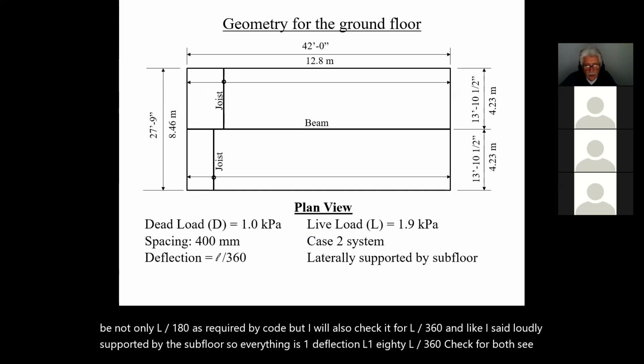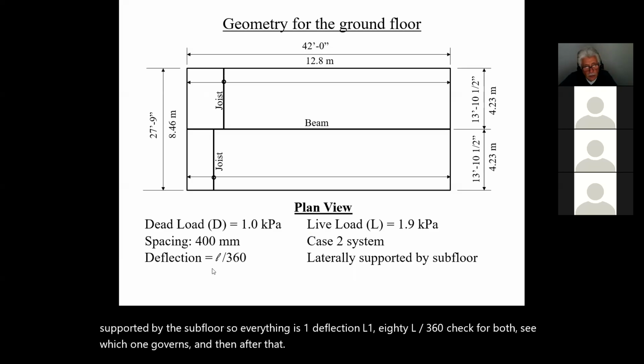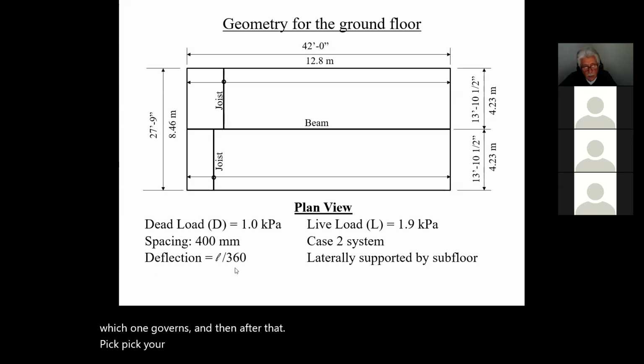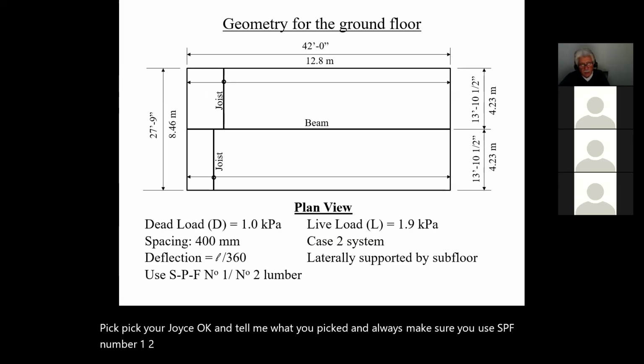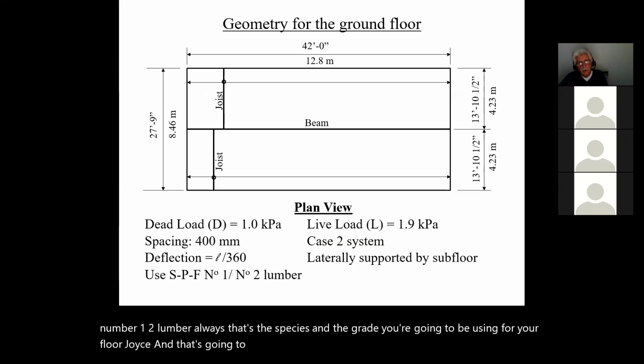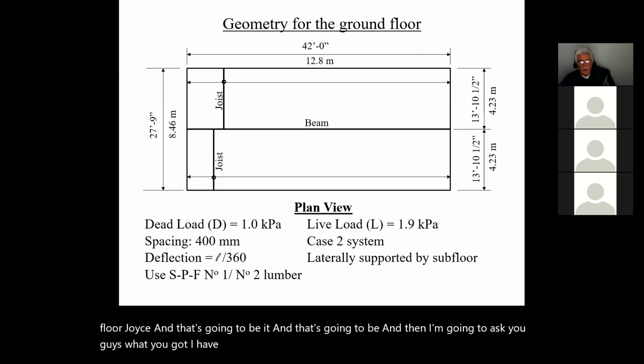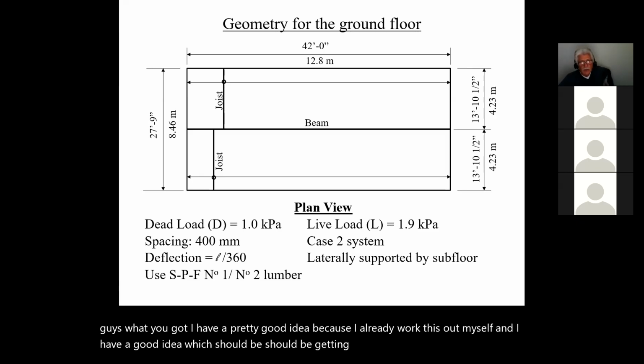And then after that, pick your joists and tell me what you picked. In other words, make sure you use SPF number 1, number 2 lumber, always. That's the species and grade you're going to be using for your floor joists. And then I'm going to ask you guys what you got. I have a pretty good idea because I already worked this out myself, and I have a good idea what you should be getting. So let me know what you end up with for your project.